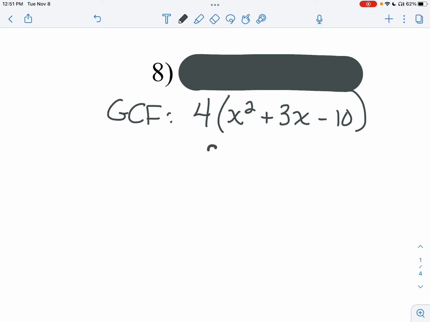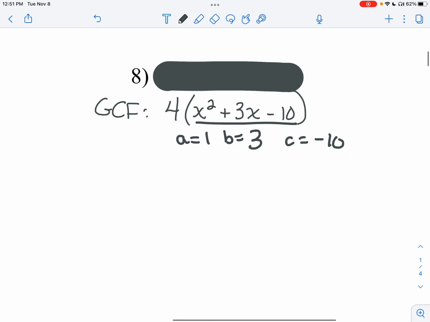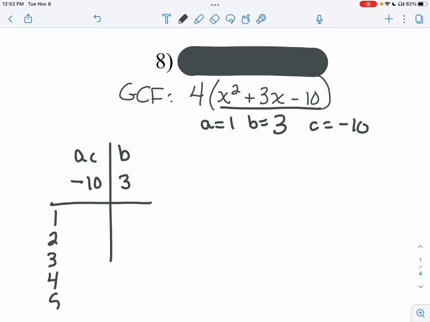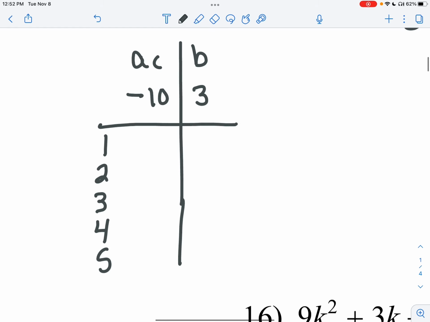After you take your GCF out, you label A, you label B, and you label C. There is a shortcut that could be taken here, but if you don't know the shortcut or if shortcuts are too much, then please don't worry about them. AC is -10 and B is 3. I promise it's one of these numbers that I'm listing here, along with its paired number to get to -10. So it's either 1 with -10, which does not make +3. It could be 2 with -5 because that multiplies to -10. Well, that makes a -3.